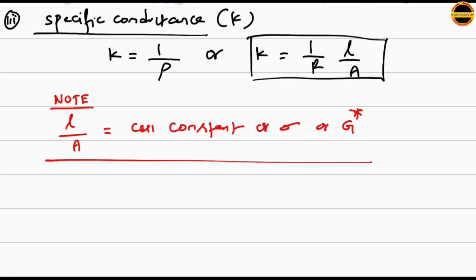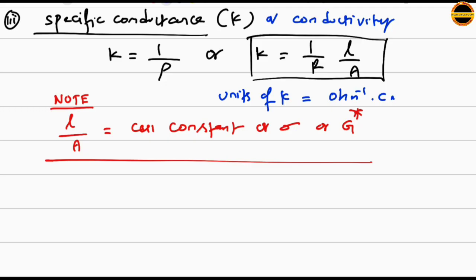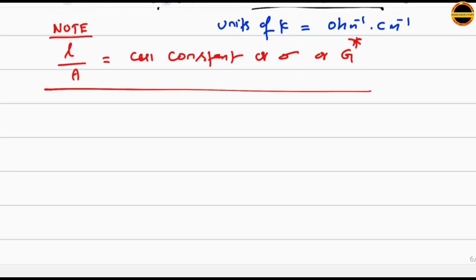So what are the units of K here? Units of specific conductance, which is also referred to as conductivity. The units of K, which is nothing but conductivity or specific conductance, are ohm inverse and centimeter inverse.